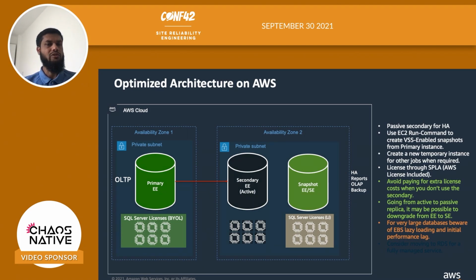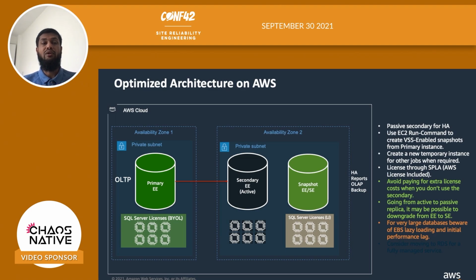That could be Enterprise Edition or Standard Edition, depending on what features I need, and I only pay for this instance when I use it. It's basically a license included instance, so you don't have to pay for licensing on your own, as it's a license included instance. So you don't have to pay extra licensing costs when you don't use the secondary. And going from an active to a passive replica, it may be possible to downgrade from Enterprise to Standard. So it's basically an option for you to optimize licensing.